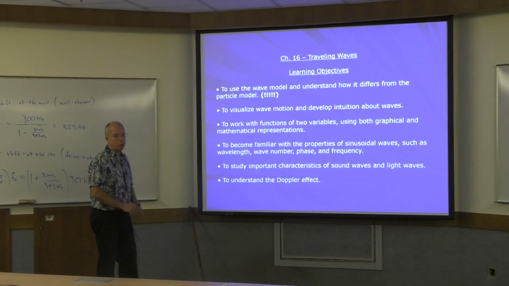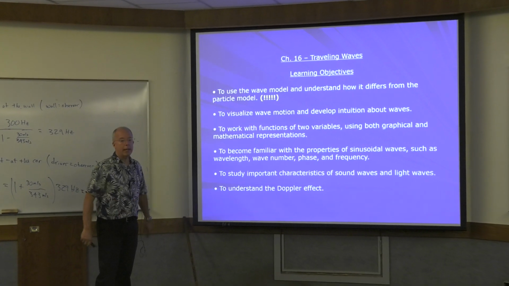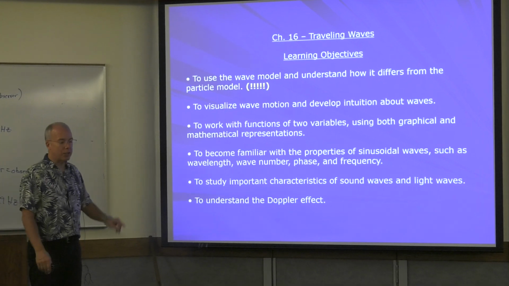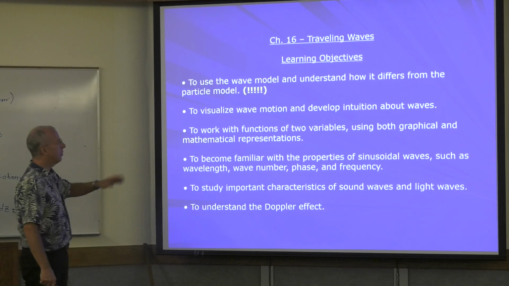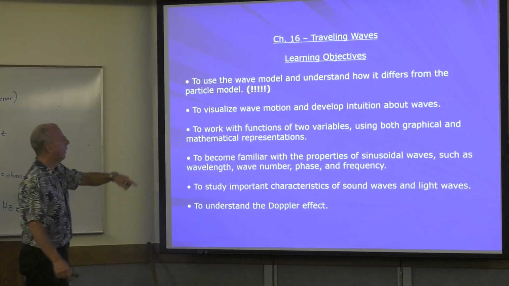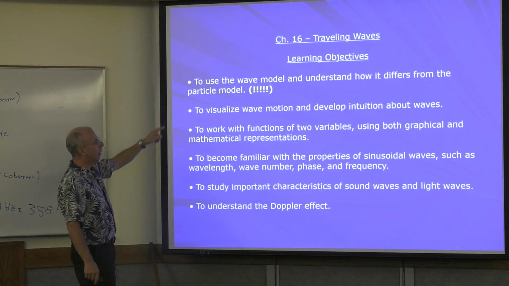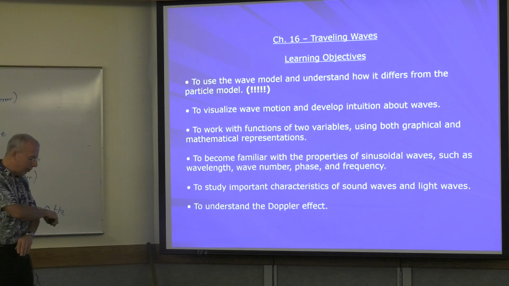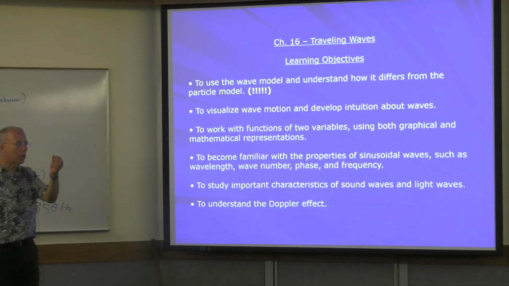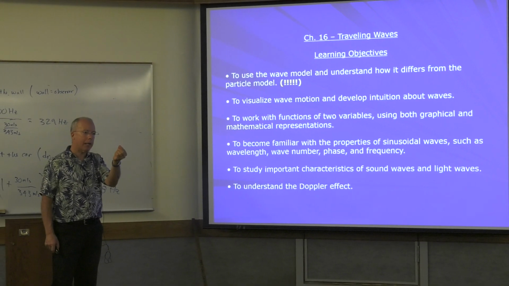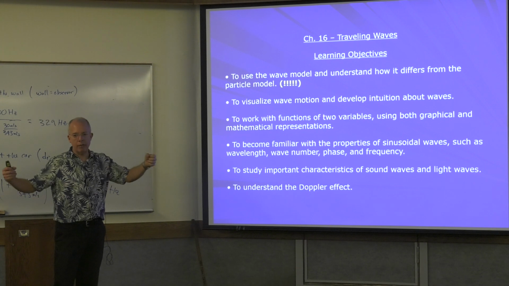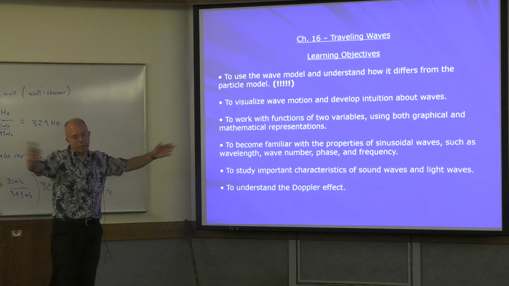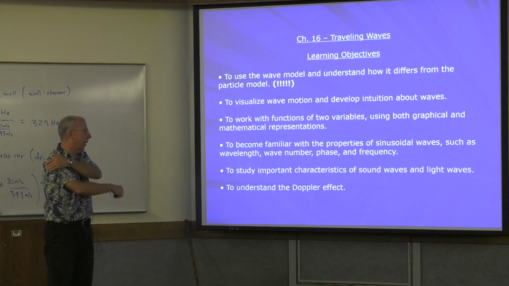So this chapter was about traveling waves. Next chapter we're going to talk about something called a standing wave, which is not a traveling wave, but it's actually made from traveling waves. But anyway, this chapter, traveling waves. So we used the wave model, and we understood how it differs from the particle model, right? Particles and waves are completely different. I mean, a particle is localized, has mass, right? And you can't have two particles going through each other at the same time. Waves are spread out. It's a disturbance, doesn't have mass. Waves can go through each other.